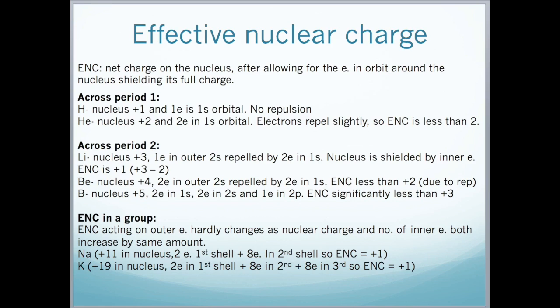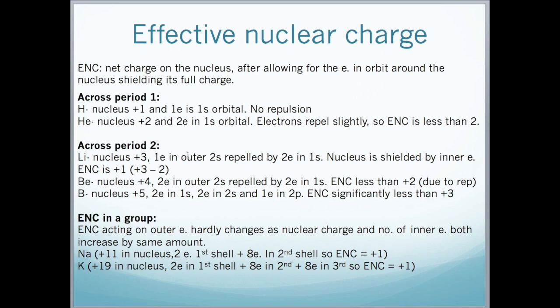The helium atom has a charge of +2 because it has 2 protons, and it also has 2 electrons in the 1s orbital. Because these 2 electrons have the same negative charge, they're repelled slightly, and this results in the net force of attraction between the nucleus and each electron being slightly less than that between a +2 charge and 1 electron. So the helium nucleus is said to have an effective nuclear charge of slightly less than 2. So let's look at period 2.